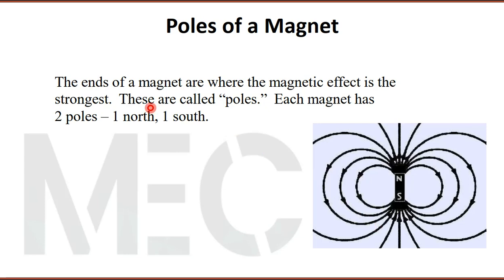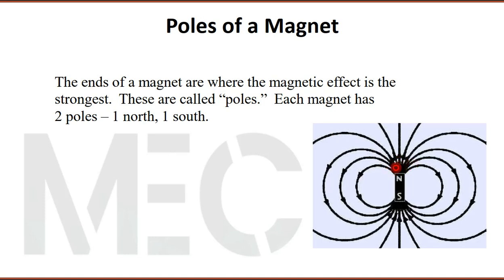In this video, I want to teach a bit of physics. Let's start. So, let's talk about poles of a magnet. The ends of a magnet are where the magnetic field is the strongest. So here, the lines are more dense, so we can say the magnetic field is stronger here.